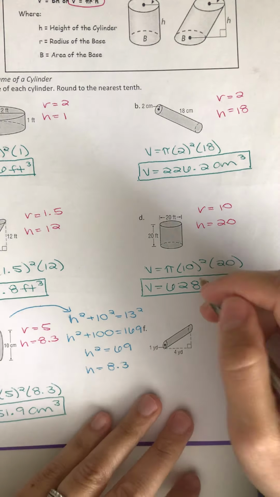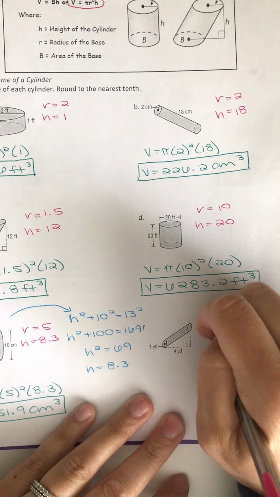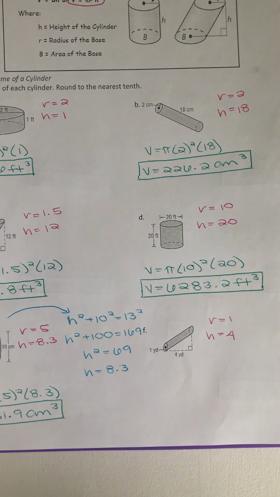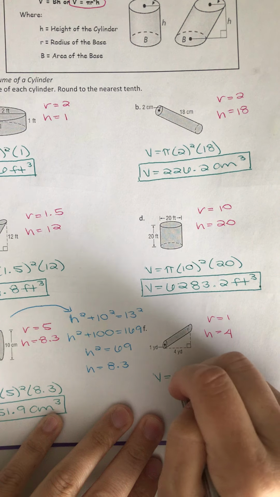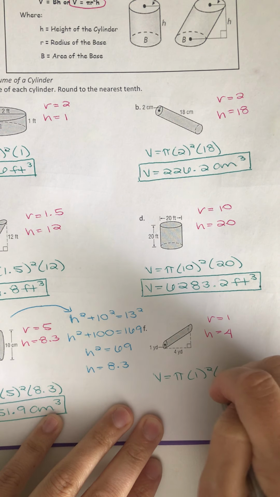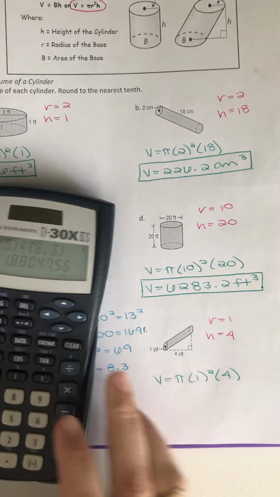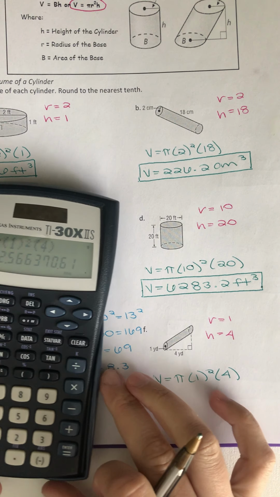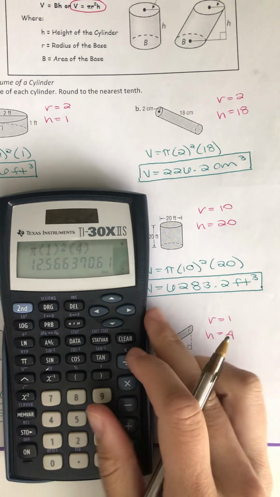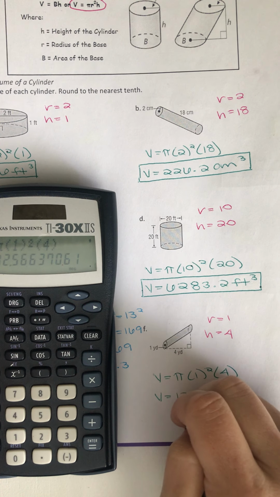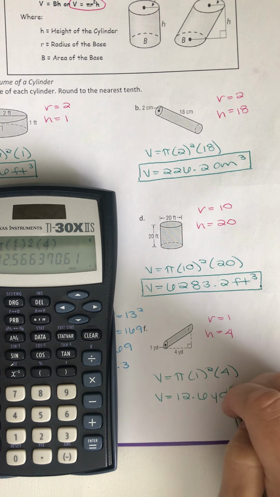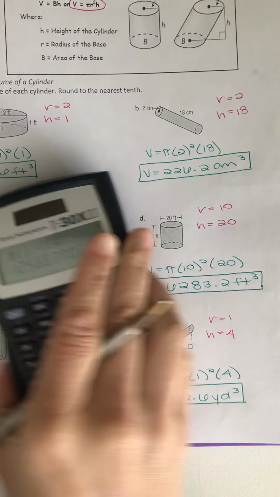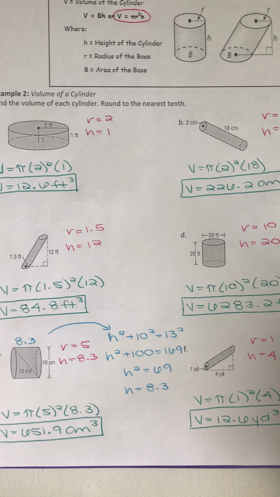And the last one. My radius is 1. The height of my figure is 4. So my volume is pi 1 squared times 4. And I get 12.6. We are done.